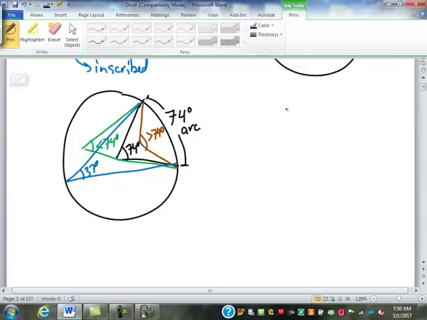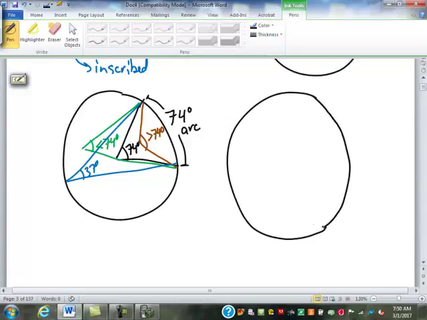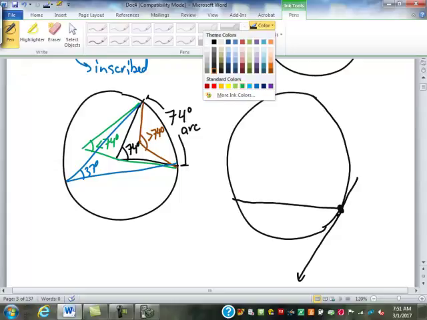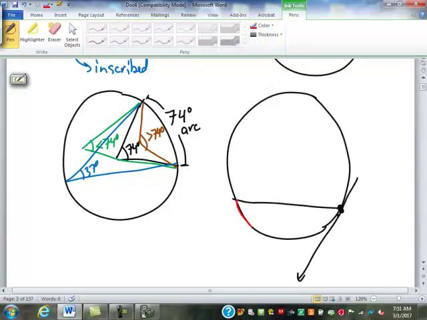Now, there are, of course, other relationships. We talked about a tangent angle. So let's have a tangent here. It touches our circle right there. And we'll have a chord or a secant here. Well, where is the vertex of this angle? It's on the circle, right? So this is basically an inscribed angle, even though it's a tangent angle. So if this arc here is 118 degrees, the angle here is half of that. It is 59 degrees.